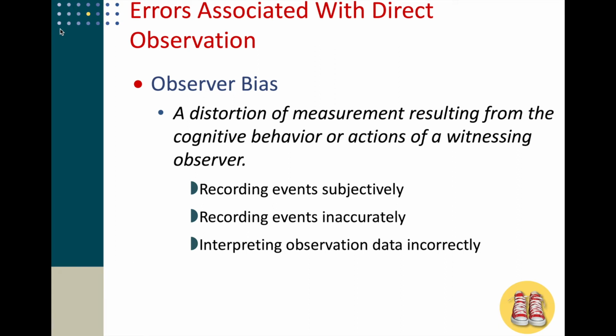Now you have the pros, and you do have the cons. You have observer bias, and that's a distortion of measurement resulting from the cognitive or thinking behavior or actions of a witnessing observer, and that means recording events subjectively, recording events inaccurately, interpreting observation data incorrectly. So you can distort it just like you can with a survey or a questionnaire. So you have to be mindful of that and know that these things can occur and try to remove any subjectivity from it.